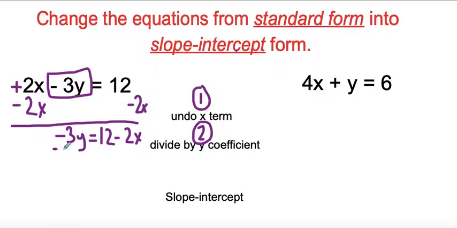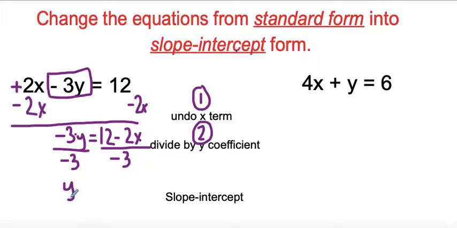In other words, I need to undo this times negative 3. So to undo times negative 3, I'm going to divide by negative 3. Now be careful because you have to divide every term by negative 3 on this right-hand side. You can't just divide one thing. If you think about that scale, if you're cutting one side of the scale in half, you need to cut everything on that side of the scale in half. Okay, so in this case, we need to divide everything by negative 3.